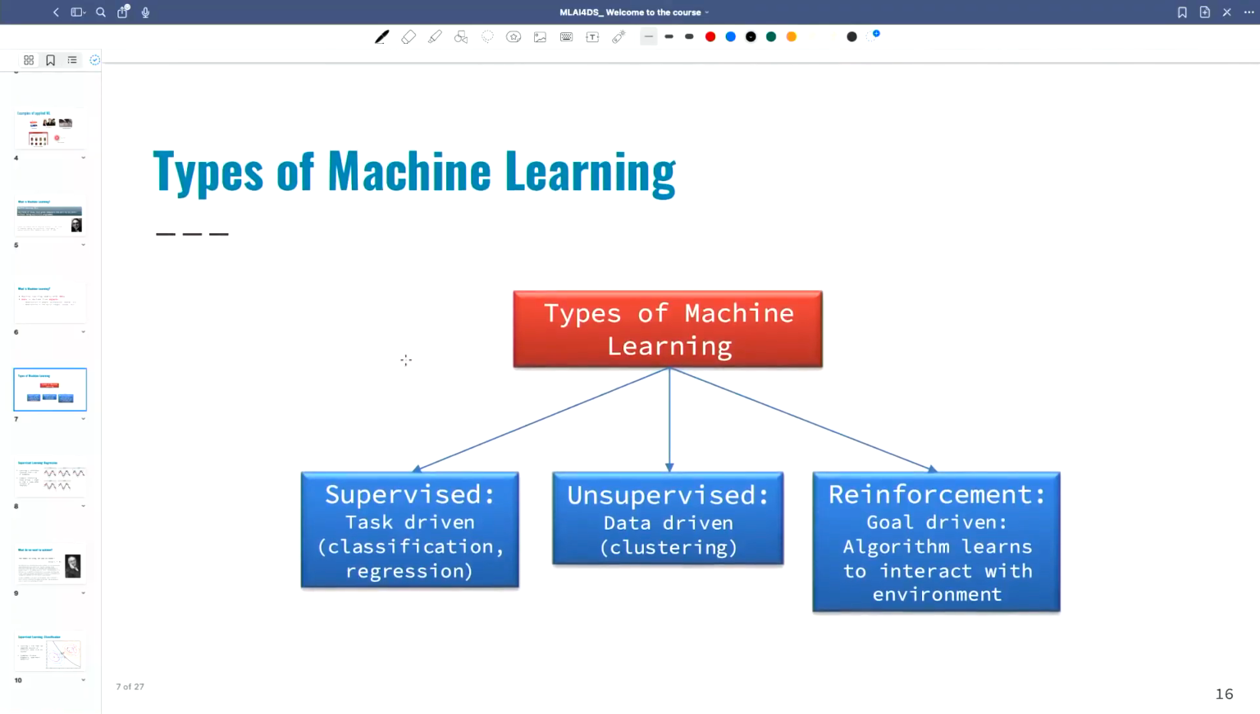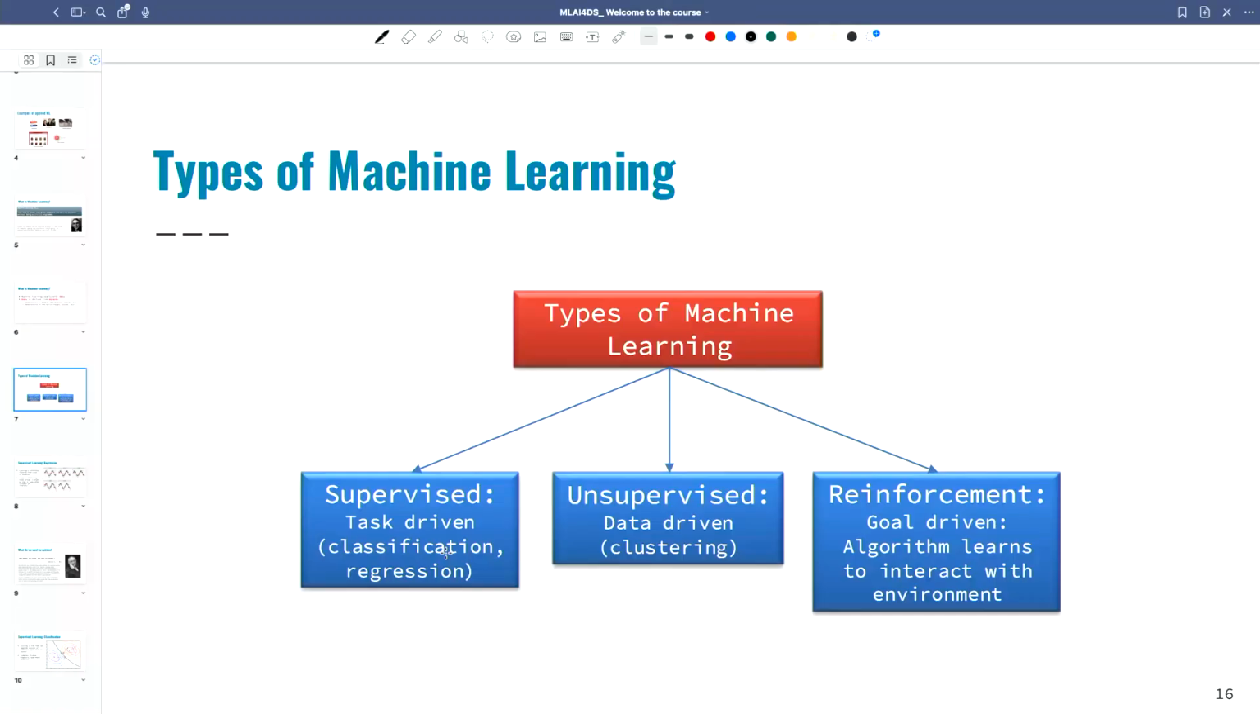So what types of machine learning do we have? The dominant types of machine learning are the following: supervised, unsupervised, and reinforcement learning. What is supervised? These are task-driven, and the prime examples are classification and regression. Unsupervised is data-driven. I'm talking about clustering. It's like making patterns cluster, or similar things come together to make groups.